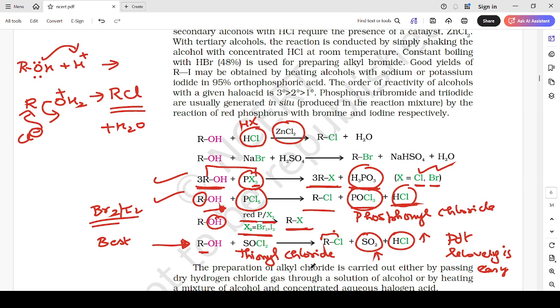Ma'am, what is red P again? Phosphorus. There are three types of phosphorus: black phosphorus, white phosphorus, red phosphorus. For this, they use red phosphorus. The next method is I use alcohol in the presence of NaBr and H2SO4, where you get RBr, sodium hydrogen sulfate, and water. The whole procedure is giving you an idea of how you convert an alcohol into halides.